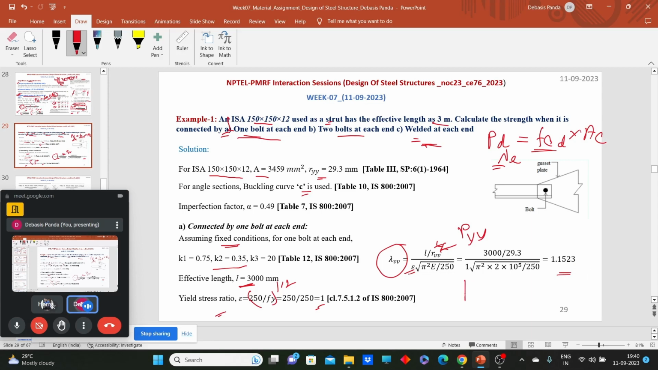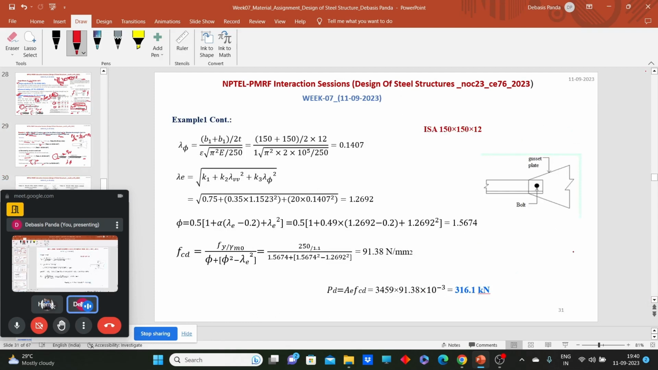Now you can calculate the lambda phi value. So let's quickly calculate it. We can calculate lambda phi using this equation, (b1 plus b2) by 2t. Here we have a 150 into 150 into 12 angle section. So b1 will be 150, b2 will be 150, and 2 into t. What is t? t is the thickness of the angle section, here 12 mm. The yield strength ratio comes as 1, and the rest of the data is here. So lambda phi comes as this.